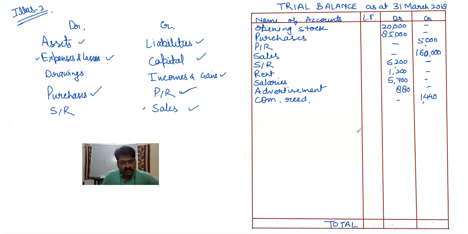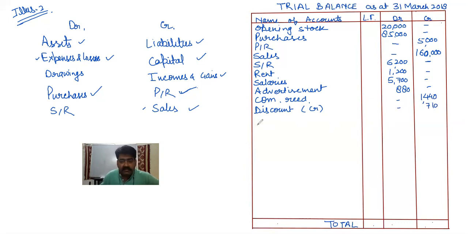And after that you can see very clearly it is written discount credit. Discount credit means this is also our income. So you know all the incomes and gains will come in the credit side. So discount credit is mentioned, so 710 rupees will come in the credit side.